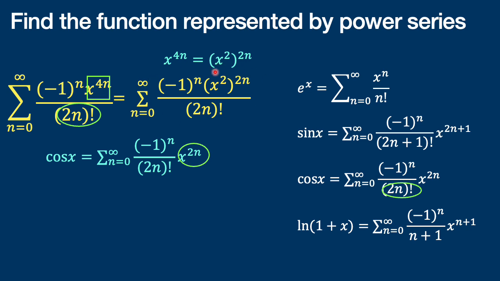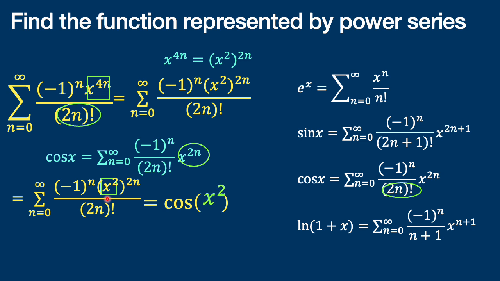So this represents cosine. What is going to be the input? So it's here. What is the input? x squared. So you're going to plug x squared into cosine x. Now you find the function for this Maclaurin series. That's going to be cosine of x squared.